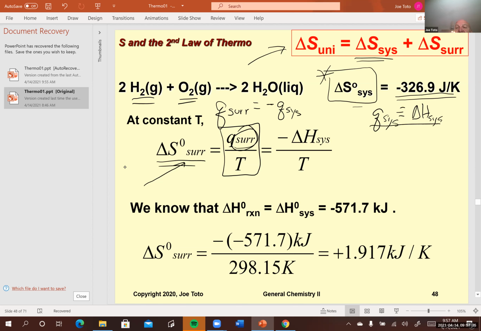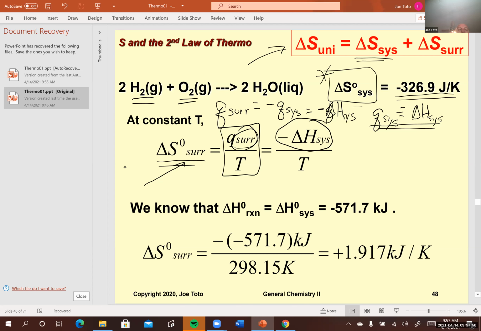So I can use this analogy and say, therefore, that this has to equal minus Q, sorry, not Q, delta H of the system. And so that's where this term comes from.